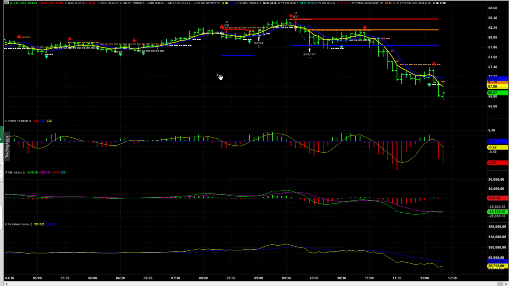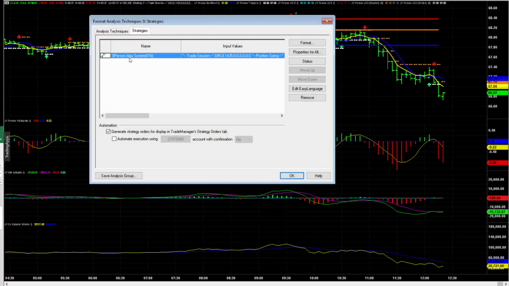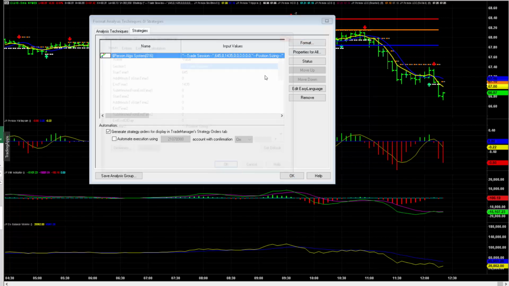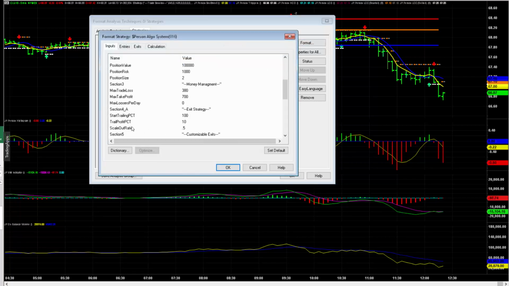And that is the dynamic function of, if we go over here to format, you could see Algo 16. So I wanted to make sure everyone knew I was using 16. The properties here, well, let's take a look at the function of scale out. Now we can scale out of half, we can get out at the profit target, or we can get out of nothing and just trail the stops, which would be nice on a day like today, right?